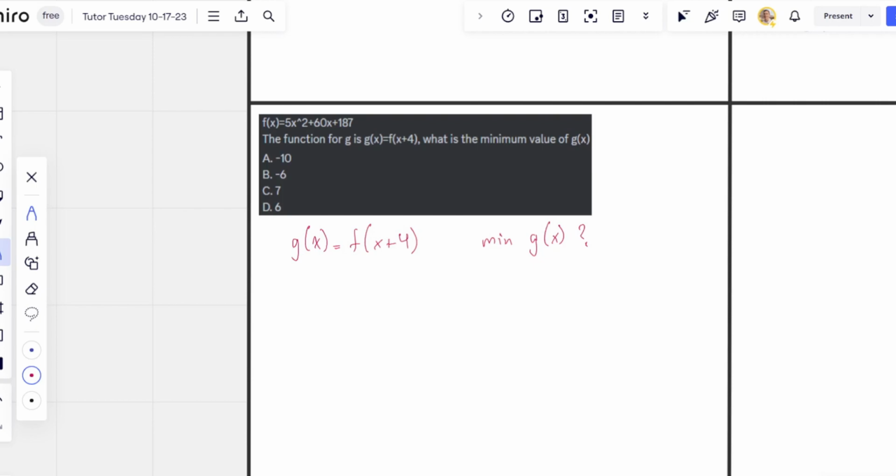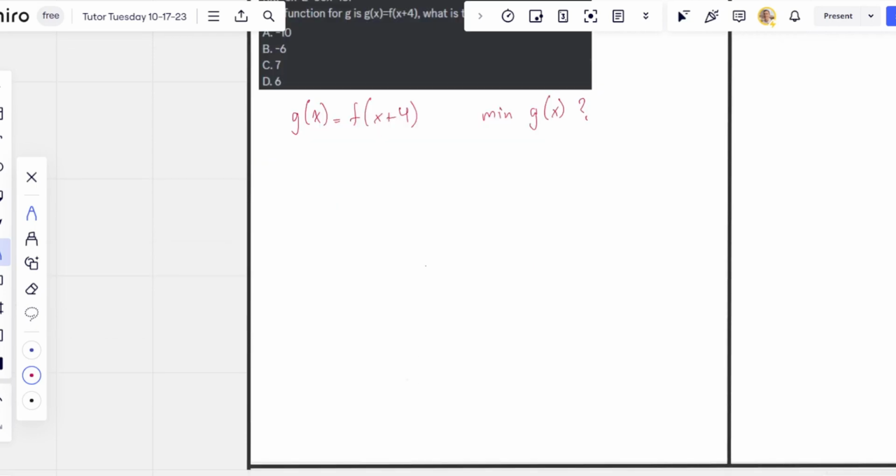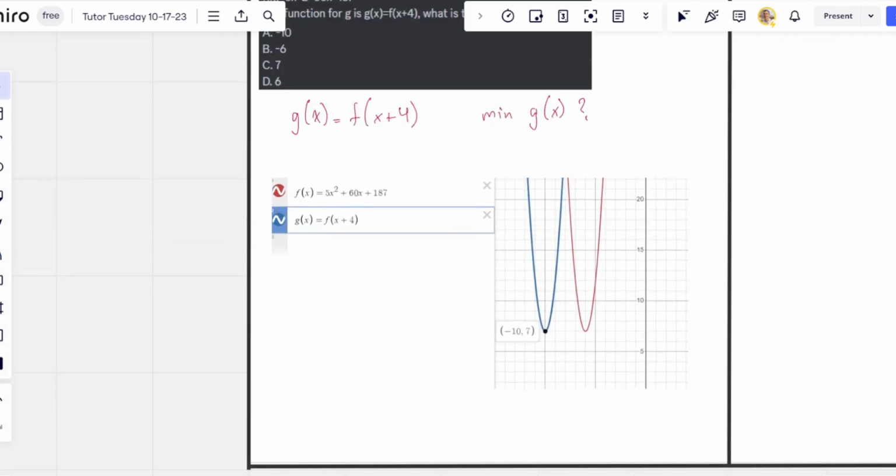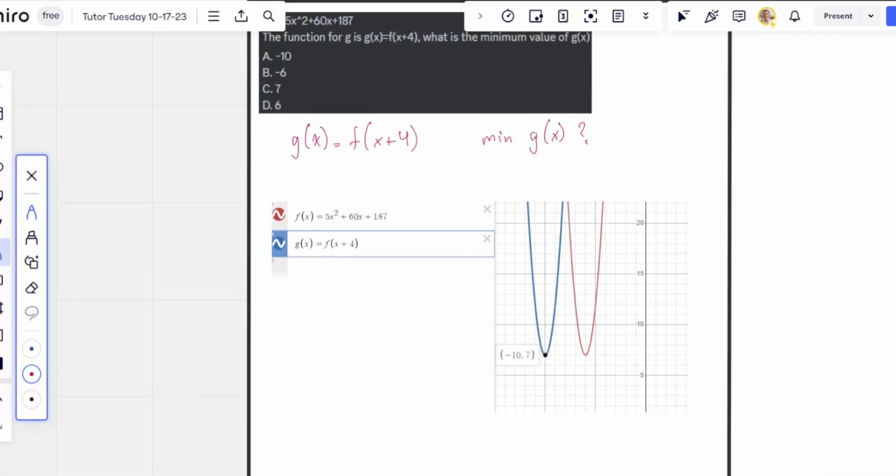And then just find the minimum that way. So I'll paste in a little screenshot in here that shows you, if you're solving this on a digital SAT, how you can do that. Very, very quick and easy, right? f of x is this red one, but g of x is just f shifted to the left by 4 units. So the minimum value of g of x is going to be 7, which occurs at x equals -10.